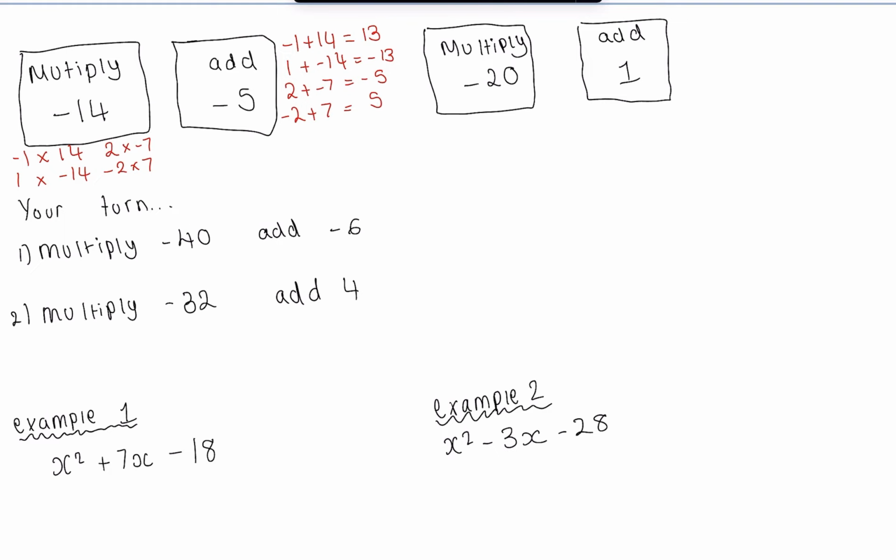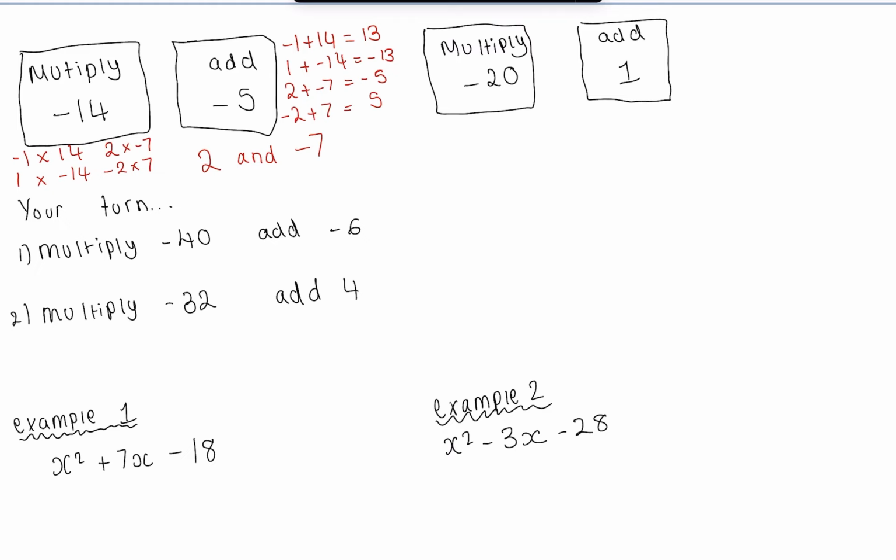So carefully selecting your factors here. I want them to add together to give me -5. So it's 2 and -7. It's really important you're getting those negatives the right way around. Let's have a go at another one.